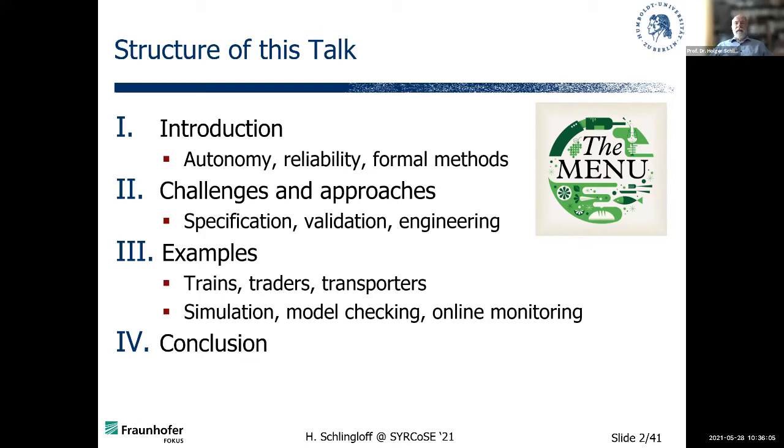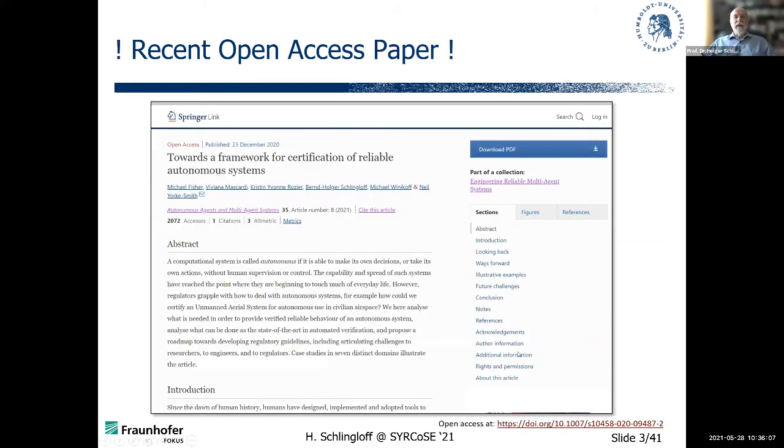So the purpose of this talk is to get you interested in a recent open access paper, which has been published a few months ago. It's called Towards a Framework for Certification of Reliable Autonomous Systems. And it's quite lengthy. It's like 60 pages or so, but you can click on it, and maybe I could post if there's a chat. No, it's not accessible here. I can post the link in the chat after the talk.